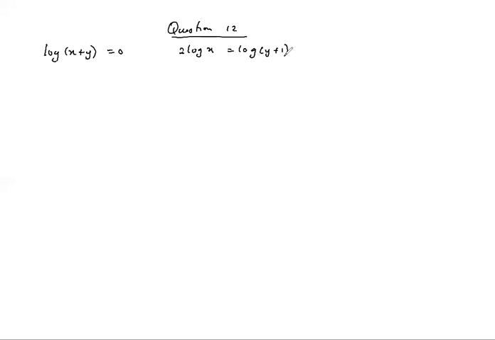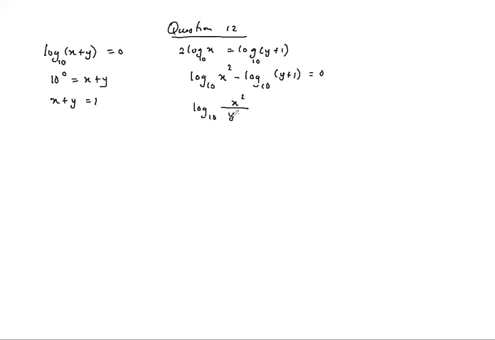When the base is not appearing there and we have log, it's the same as having base 10, so you can put it there. So this one, if you raise it to exponential form, it implies that x + y = 1. And the other one becomes log₁₀ x² minus log₁₀(y + 1) = 0.